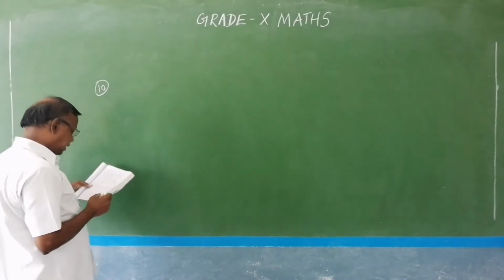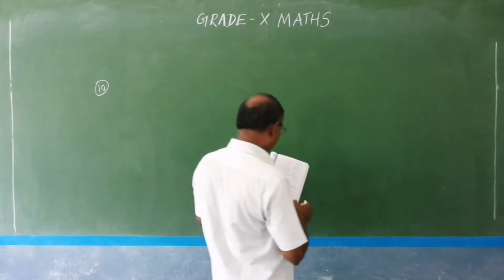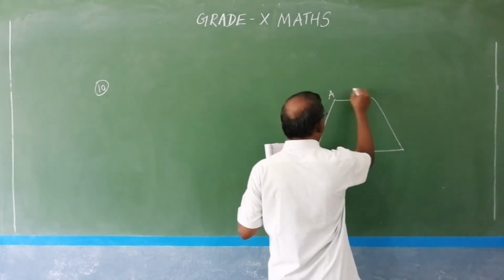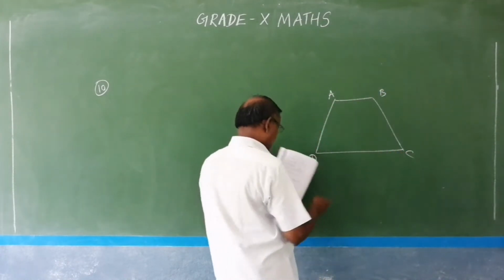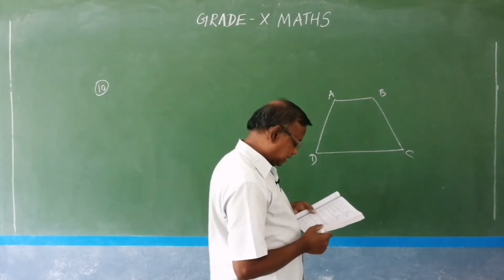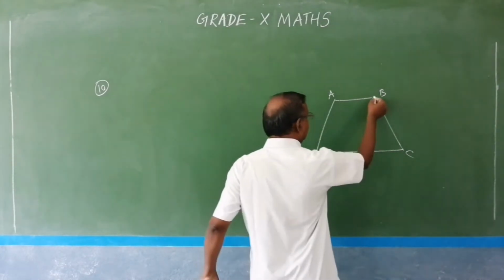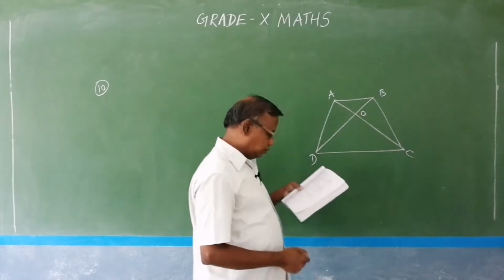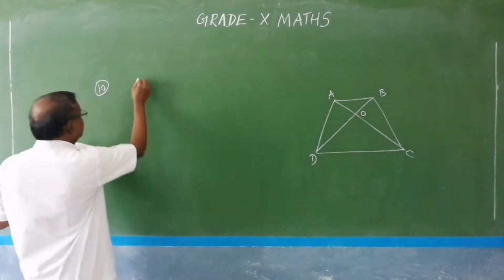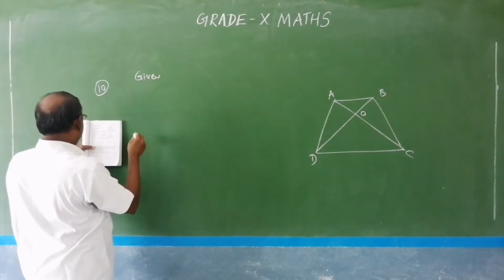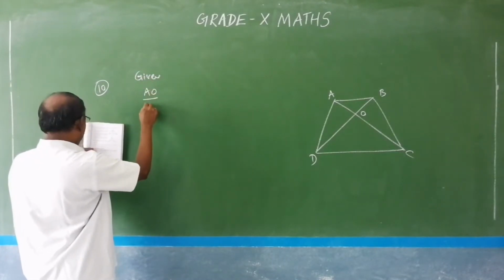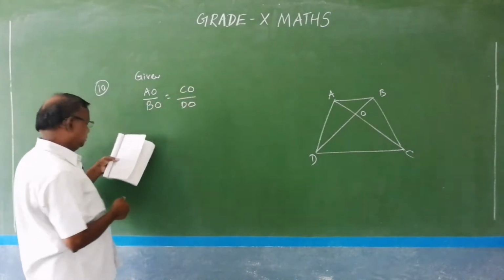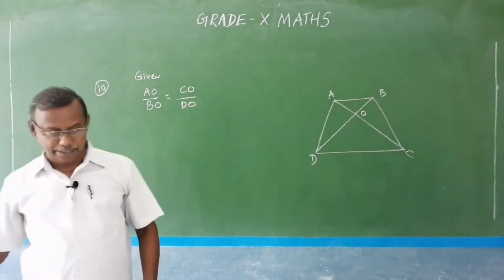The diagonals of a quadrilateral ABCD. Generally they have told the quadrilateral ABCD. Let us draw a quadrilateral ABCD, and the diagonals of the quadrilateral ABCD intersect each other at the point O. Let us draw the diagonals. They intersect each other at the point O such that, it is given, AO by BO equals CO by DO. We have to show that ABCD is a trapezium.